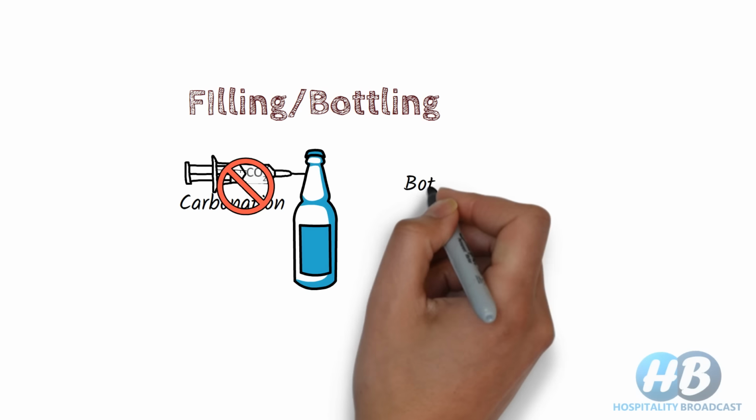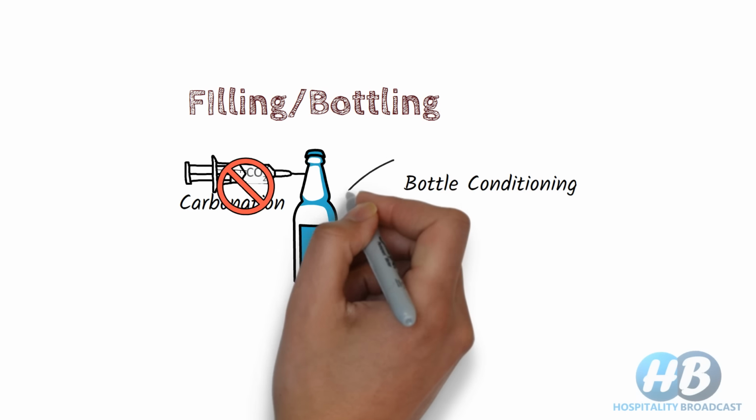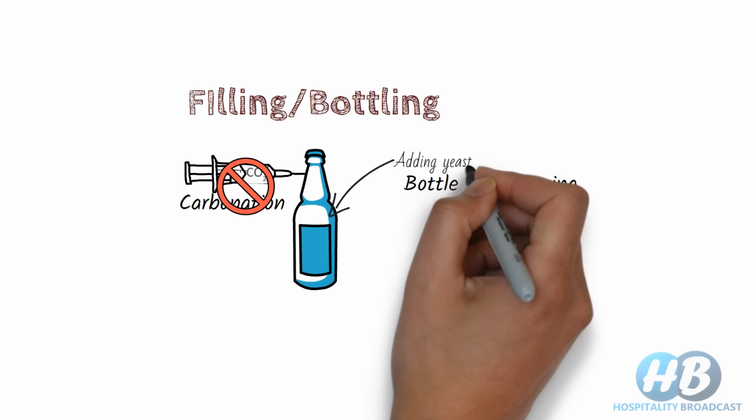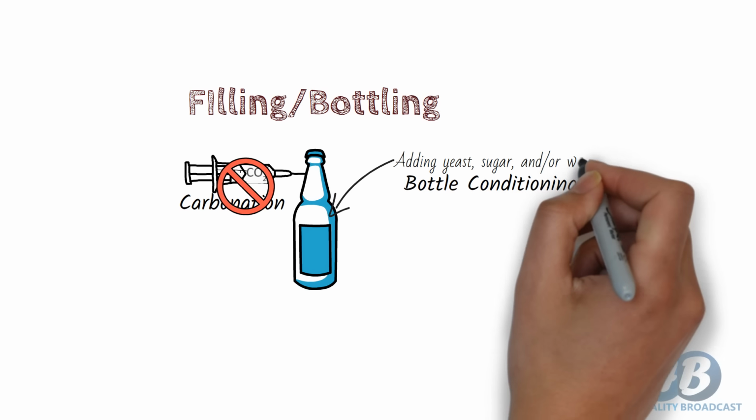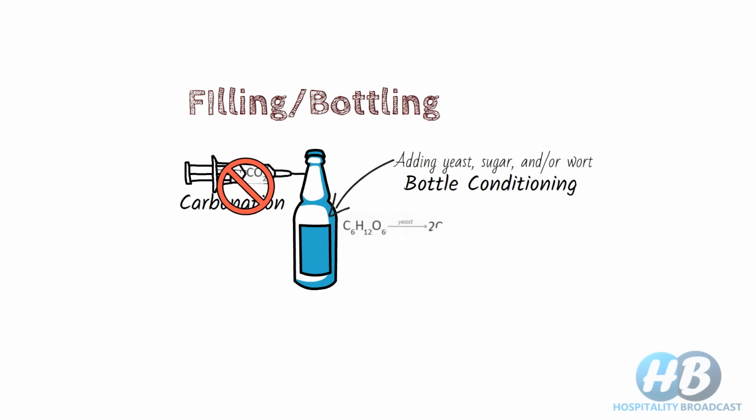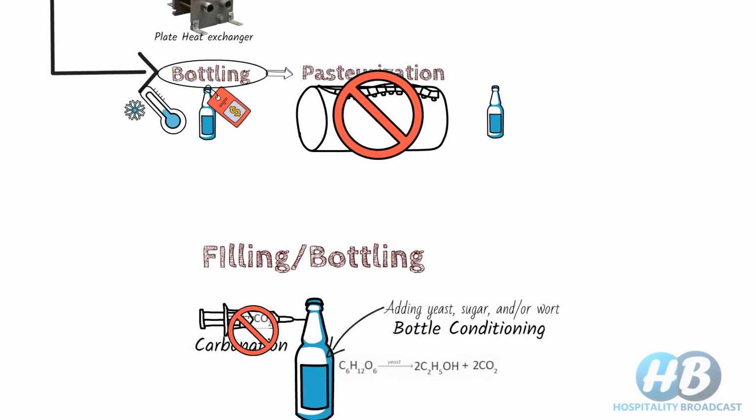Some brewers practice bottle conditioning, adding small amount of yeast, sugar and or wort after packaging to bring on secondary fermentation inside the bottle, thereby adding depth of flavor and natural carbonation, while extending the shelf life of beer and removing any oxygen present in the bottle.